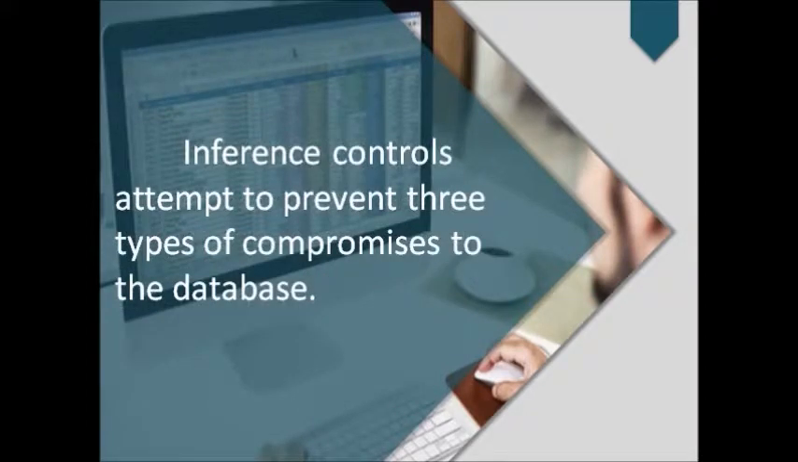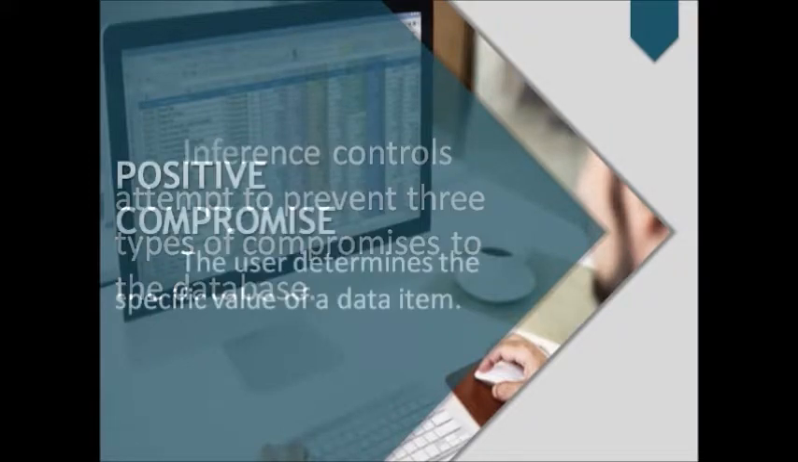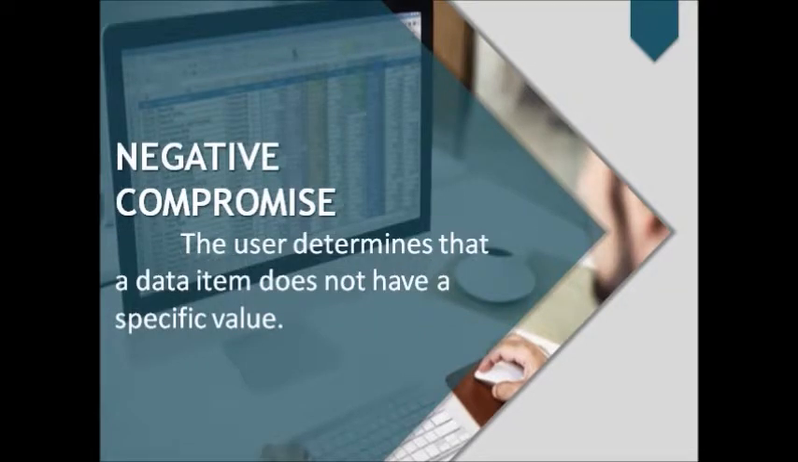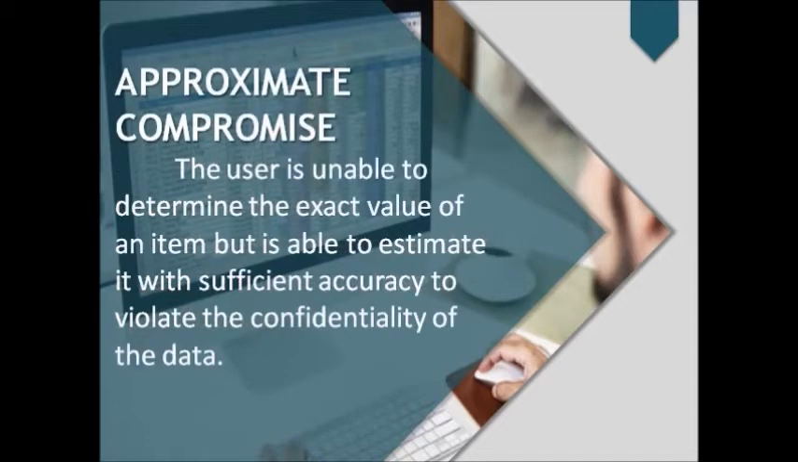Inference controls attempt to prevent three types of compromises to the database. The first one is positive compromise, wherein the user determines the specific value of a data item. Second is negative compromise, wherein the user determines that a data item does not have a specific value. And the last one is approximate compromise, wherein the user is unable to determine the exact value of an item, but is able to estimate it with sufficient accuracy to violate the confidentiality of the data.